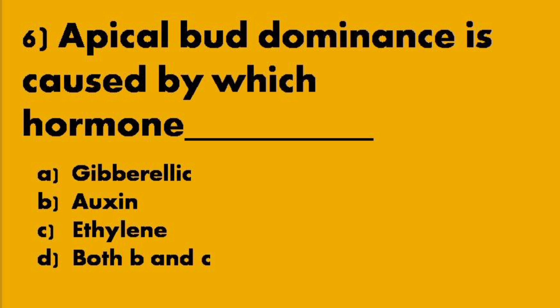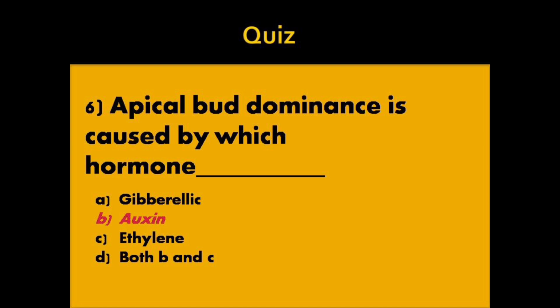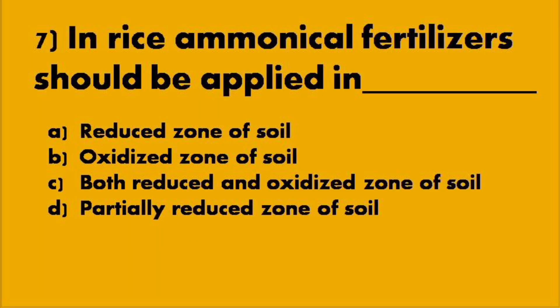Option A, gibberellic. Option B, auxin. Option C, ethylene. Option D, both B and C. Answer, option B, auxin. Seventh question, in rice, ammoniacal fertilizer should be applied in dash.